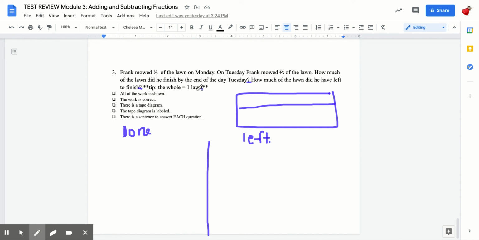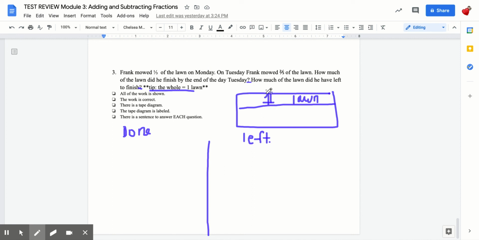Well, let's think about our whole. I even gave you this tip here. The whole is 1. We have 1 lawn. The whole is the lawn. So he's mowed fraction of the lawn. Notice there's no mixed numbers here.